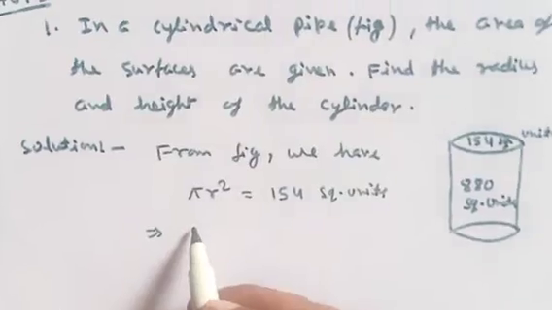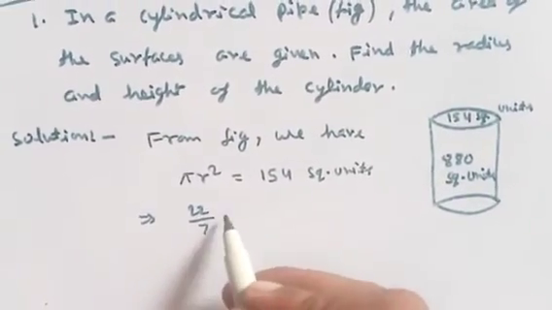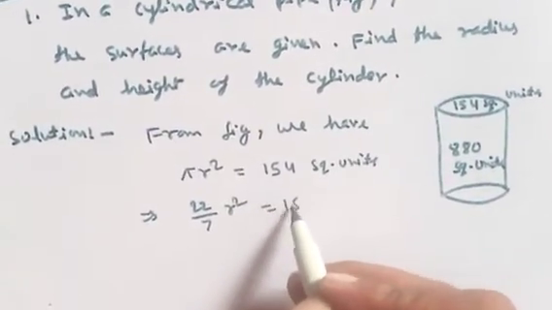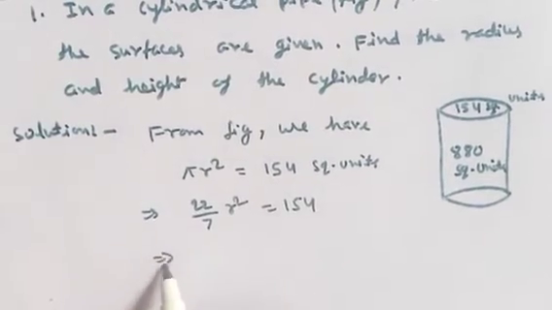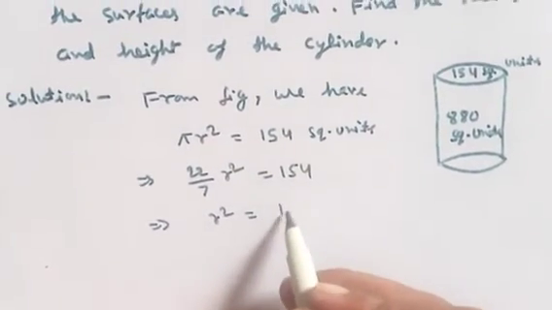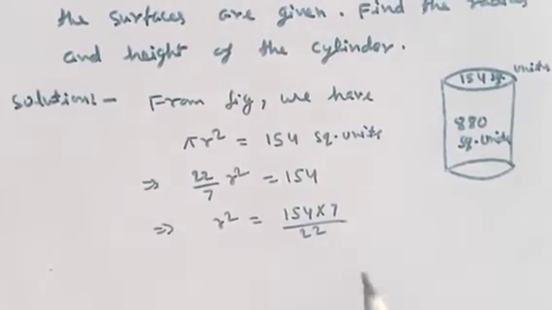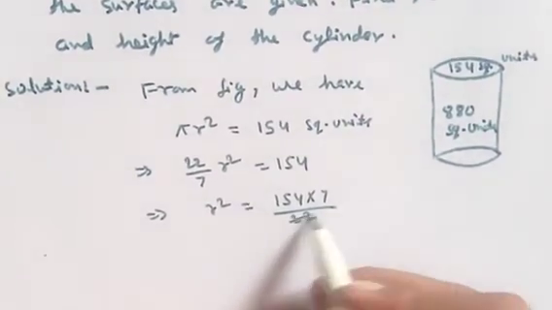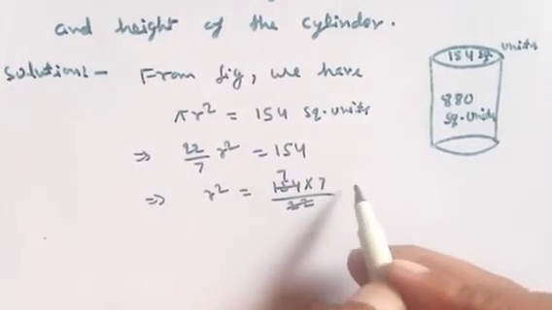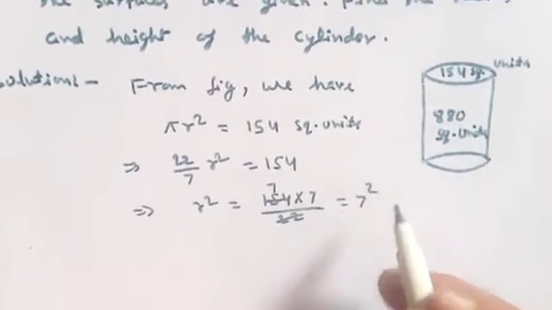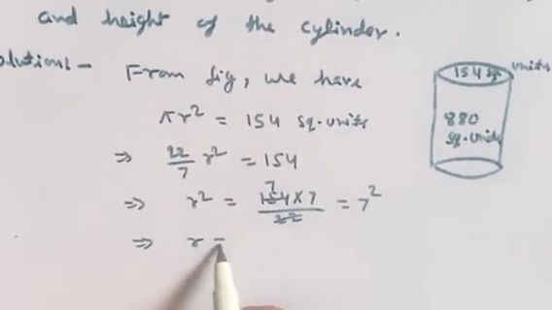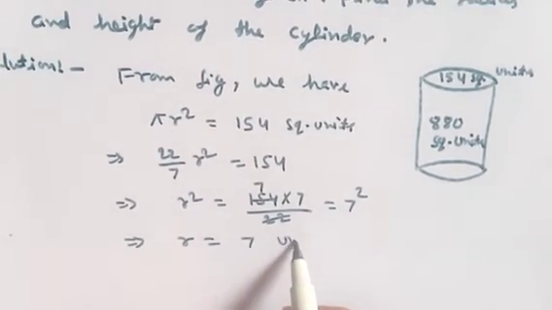so 22/7 r square is equal to 154. So r square is equal to 154 into 7/22. 22 sevens are 154, so equal to 7 square. So r is equal to 7 unit.